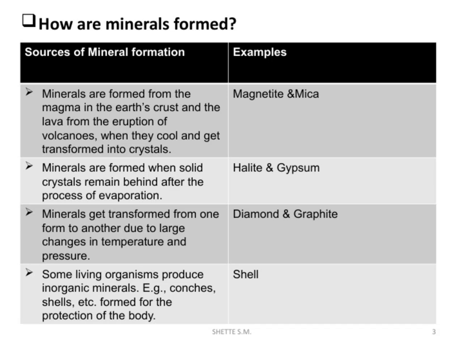Let's talk about how minerals are formed. First, minerals can form from magma within the Earth's crust or from lava during volcanic eruptions. When this molten rock cools down, it transforms into crystals, creating minerals like magnetite and mica.